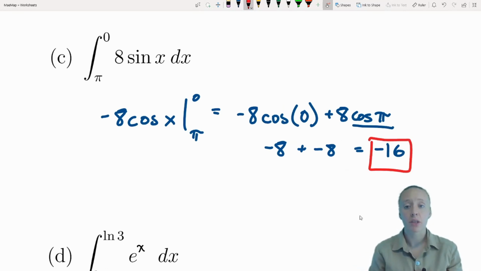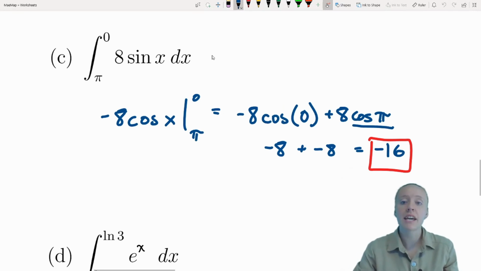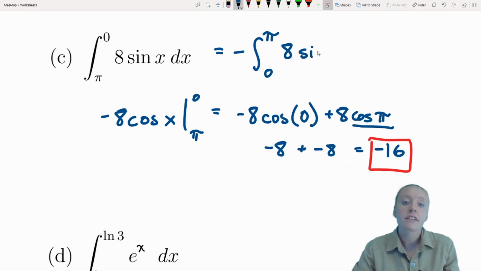Another way we could have evaluated this integral is, remember our integral properties. We can negate an integral in order to switch the bounds. What I'm going to do in this case is I'm going to negate my integral at the start and go from 0 to pi 8 sine of x dx.